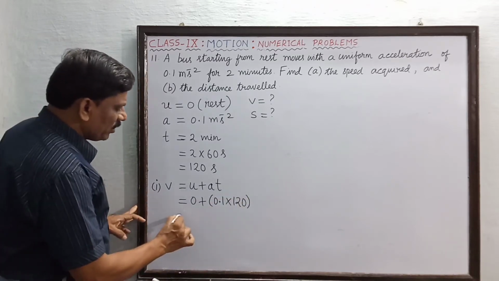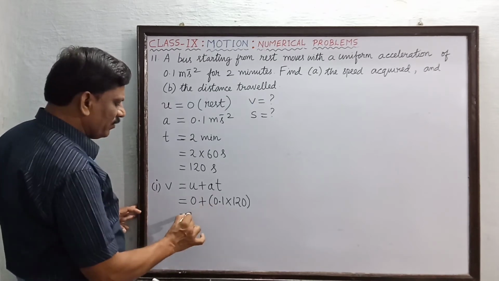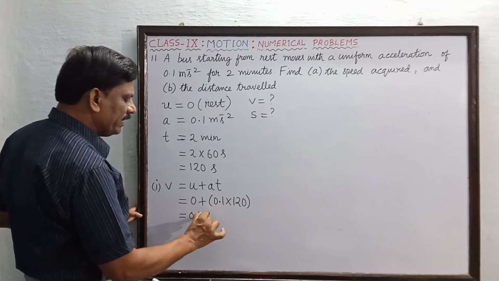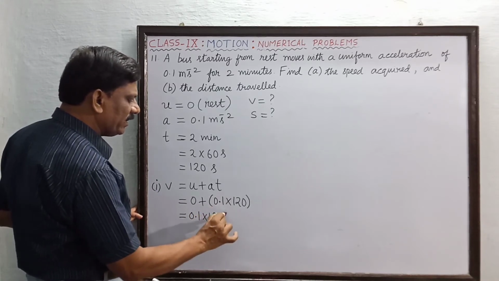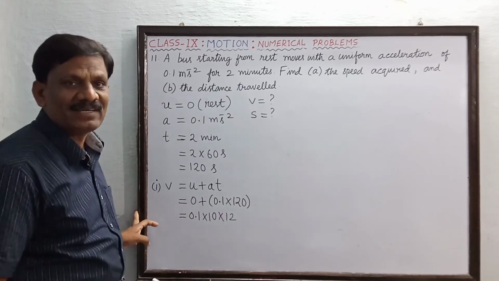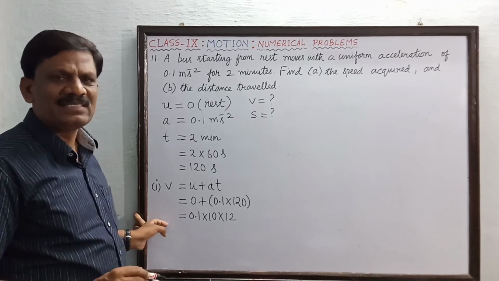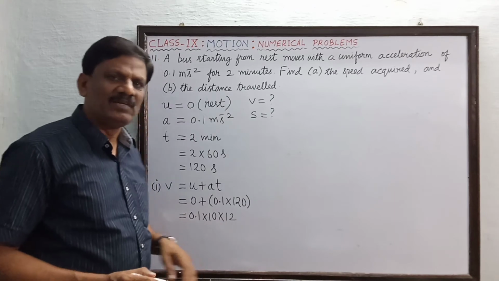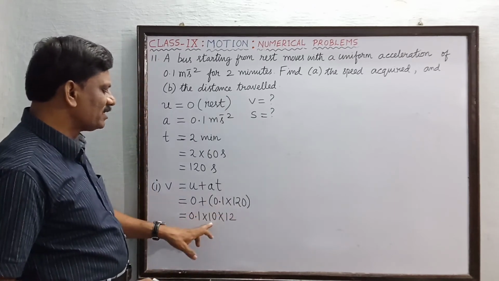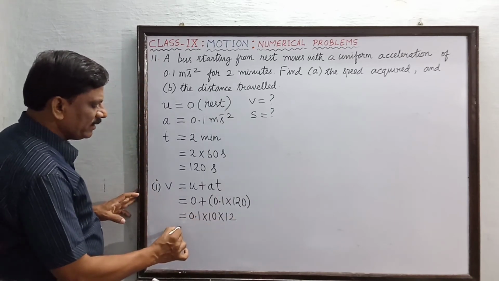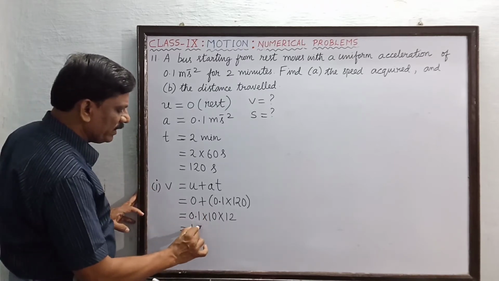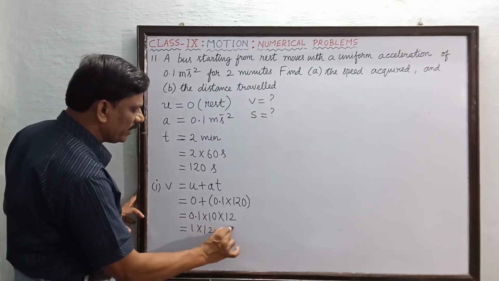So this must be equal to what? 0.1 multiplied by 120. I can split it as 10 into 12. Am I right? These are some easy steps, that's all. Those who are good at mathematics can directly multiply and write the answer. So 120 is split as 10 into 12, so that 0.1 into 10 is what? 1. So this is 1 into 12, that is equal to 12.